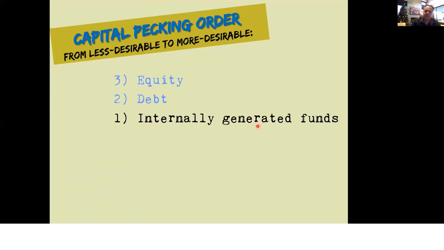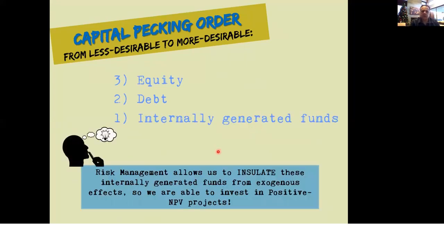So now, if you need those internally generated funds to be able to create economic value, as we saw on the previous slides, you want to insulate or protect those funds from factors that are out of your control. So you have funds that you're able to invest in positive net present value projects.